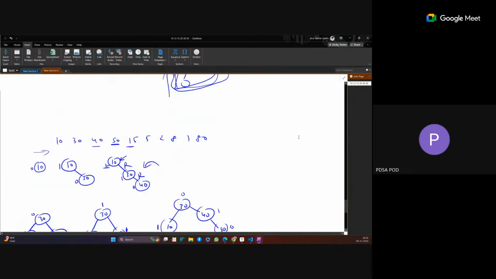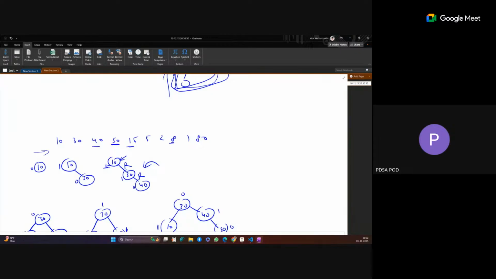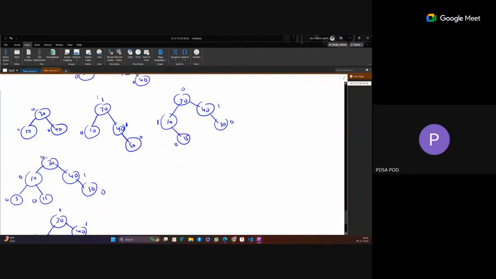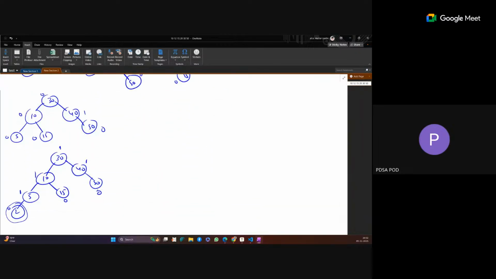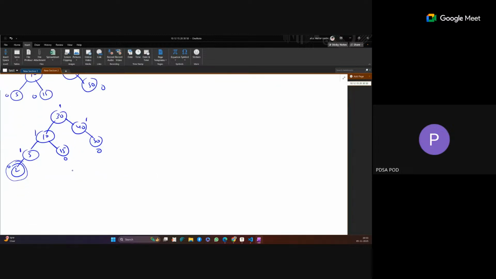I am not sure, maybe I have taken the wrong example. Maybe so, 8. I am not getting any imbalance. 8 will come here, and the height will still not be increased. Let's see: 30, 40, and 50, and then 10 and 15, then 5 and 2.